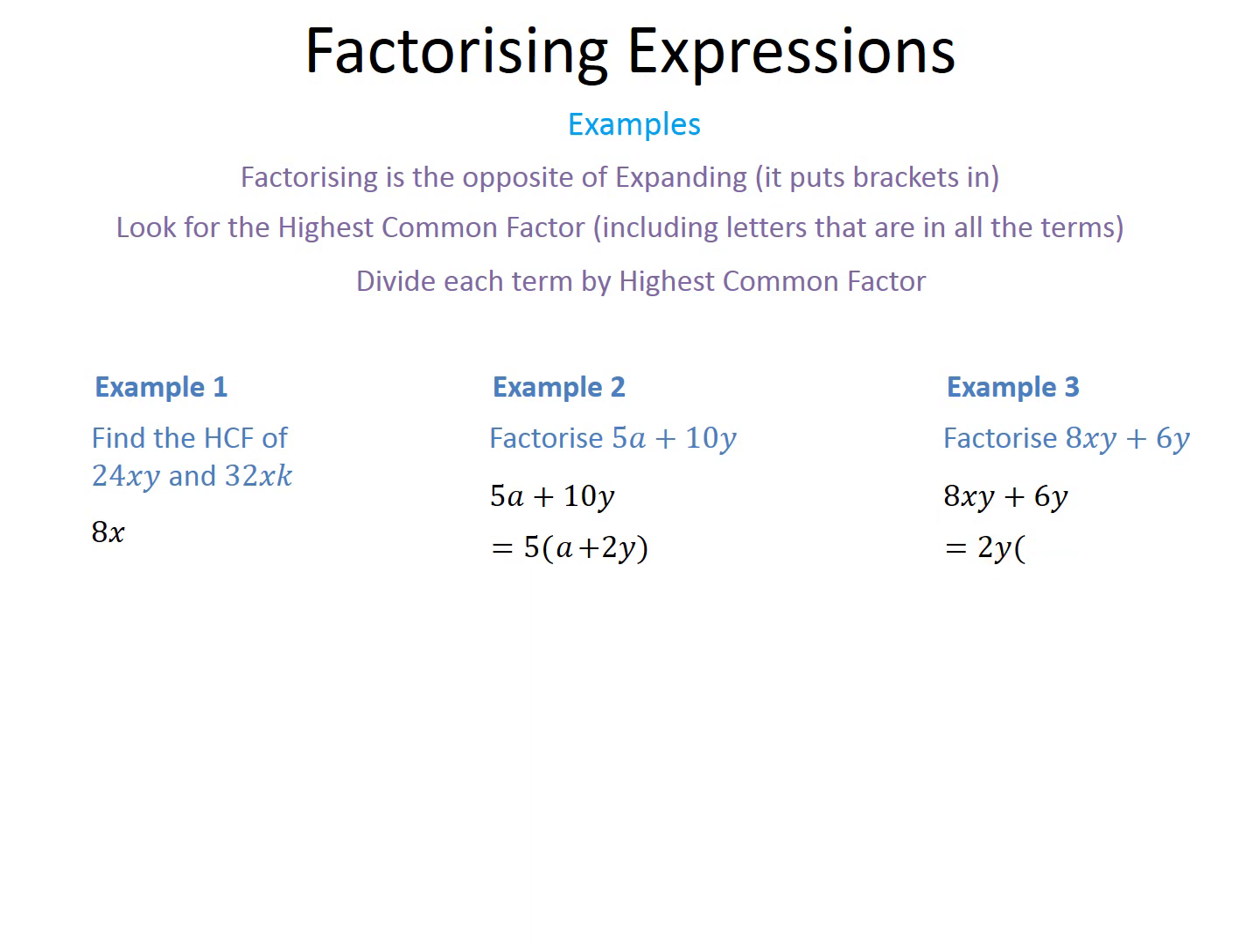8xy divided by 2, or you could think of it as 2y times something gets 8xy. No matter which way you think about it, you will end up with the answer 4x. And then again, 6y divided by 2y tells us what goes there, or alternatively 2y times something gets 6y.